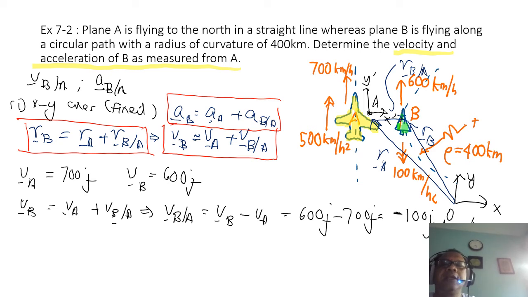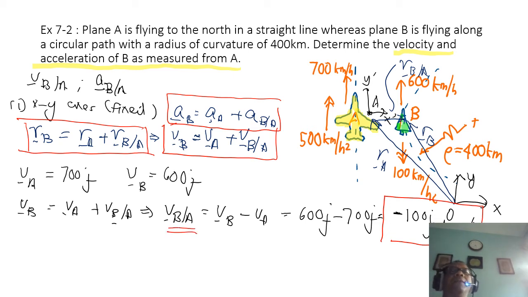So that is the answer for the first question. That VB relative to A is minus 100 km per hour. So B, when measured from A, is as though moving in the negative direction of A, because A is passing B. It's just a way of representing the equation. So we have the answers for B relative to A.